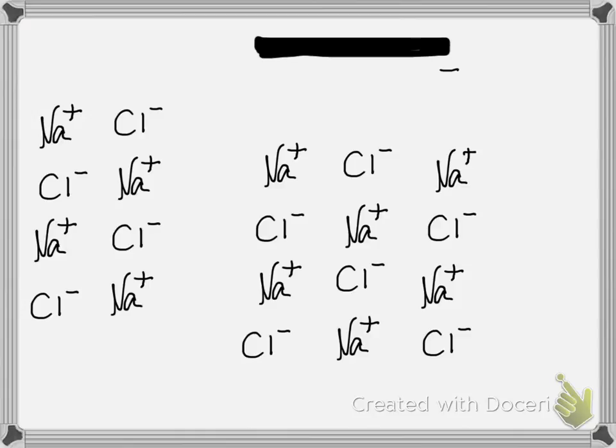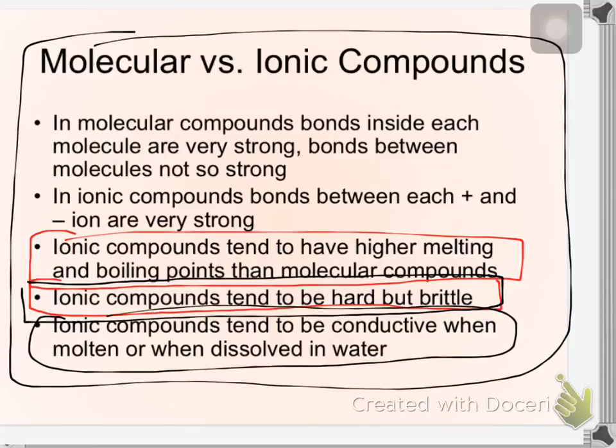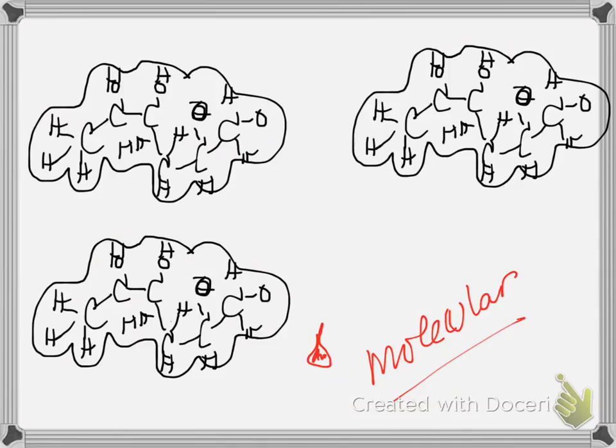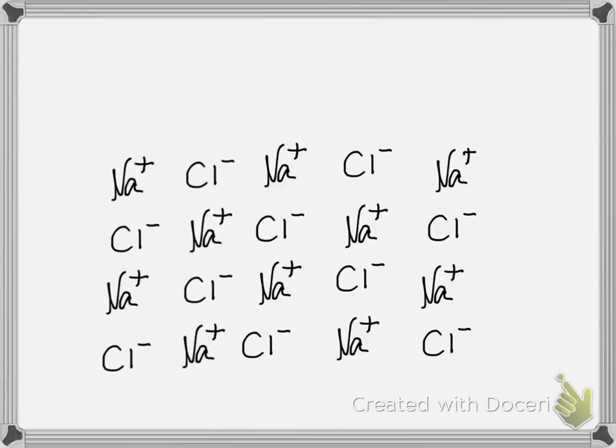Okay. So that, though, is why ionic compounds tend to be brittle. Now, the part that we're going to get to tomorrow when we have the conductivity apparatus is this. Ionic compounds tend to be conductive when dissolved in water. So, without talking too much yet about why that is, I want to talk about what happens when we put an ionic compound into water.